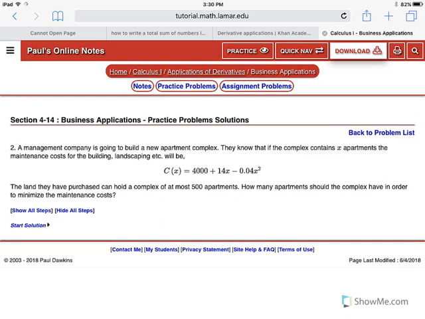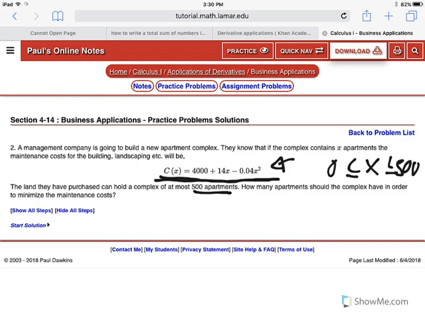So they have a maintenance cost function that's represented by this equation right here. And what we're trying to do is minimize the maintenance costs, so we want to minimize this function right here. And we also know that the land they have purchased can hold a complex of at most 500 apartments. So we know that X has to be less than or equal to 500, but we also know that X has to be greater than or equal to 0 because you can't have less than 0 apartments.